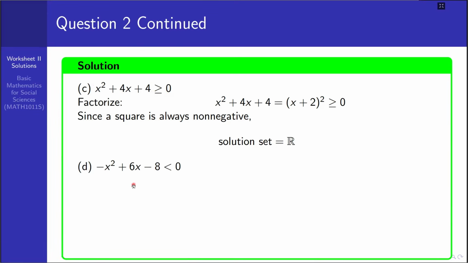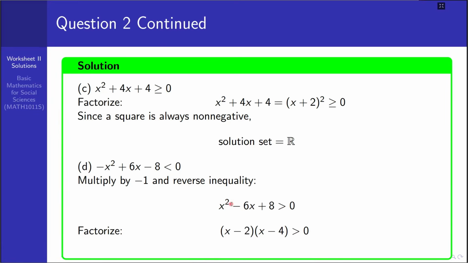Next, -x² + 6x - 8 is negative. Therefore, if we multiply this by -1, just to make the leading coefficient positive, we have the inequality x² - 6x + 8 greater than 0. It was less than, because if a given inequality is multiplied or divided by a negative number, the sign of the inequality must be reversed or simply changed.